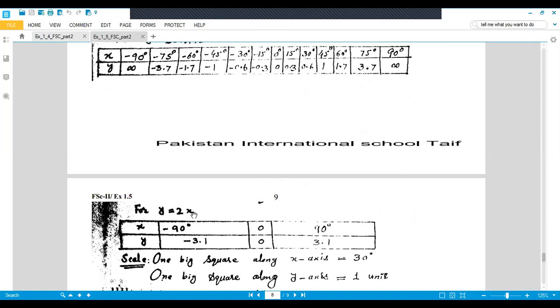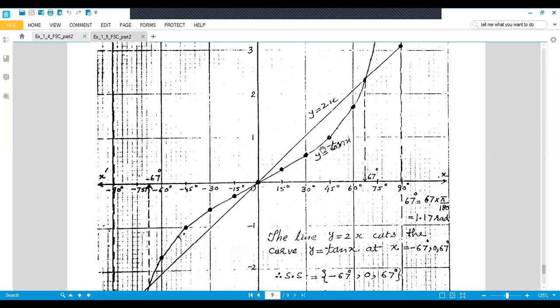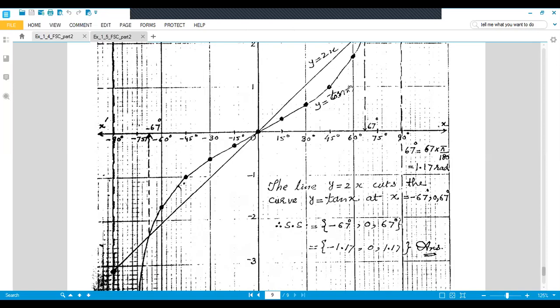Then we draw for y equals 2x. When we put minus 90 degrees, 90 into 2 is 180, and minus 180 degrees is minus 3.1 radian. In the first part, we already found it. When we put 0, y is equal to 0. When we put 90 degrees, 90 into 2 is 180, so 180 degrees is equal to 3.1 radian. Again, we draw the table with 10 small boxes on the x-axis equal to 30 degrees and 10 small boxes on the y-axis equal to 1 unit. For each value, we have to draw the table.